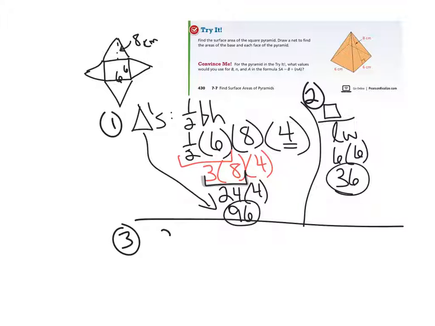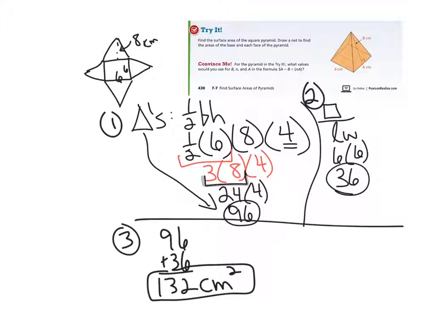So we want to number our steps to keep things a little more neat. Probably not a bad idea. So 132 square centimeters is our total surface area for that.